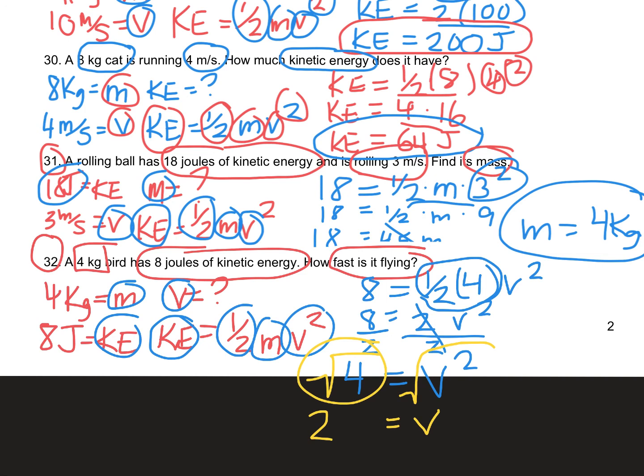But now that I have 2 equals v, the question is, what units should I use? Well, we want to know how fast it's moving, so that's velocity. So the units will be meters per second. Your answer ends up being 2 meters per second for velocity. This is one of the types of problems that gives people the most trouble because they forget to do the square root step. Make sure you don't make that mistake, and you should be just fine.